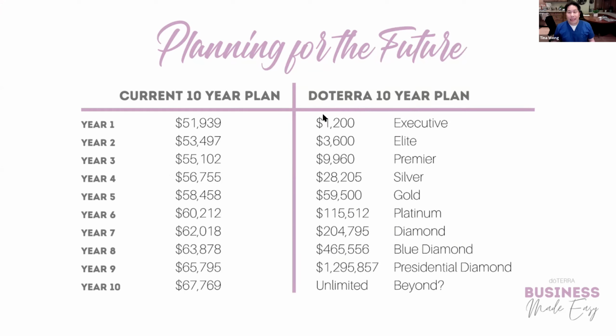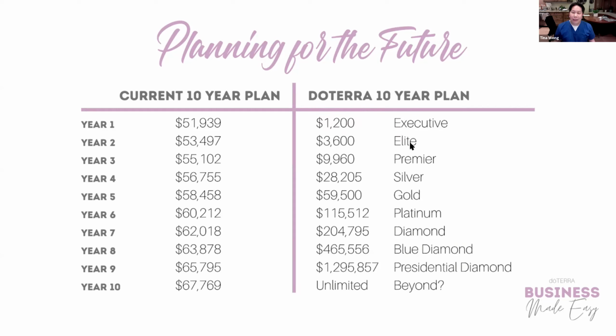Let's say in the beginning, and this for example is only advancing in rank once a year. But you might be able to get to silver not in 4 years, but in a year and a half, okay? But anyway, in the beginning, if you're just doing it part-time and you get to the rank of executive, that average income is about $100 a month or $1,200 a year. And you're still doing it part-time.